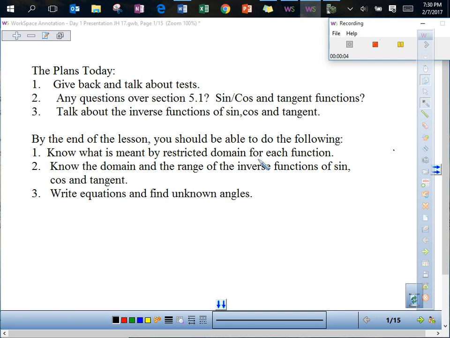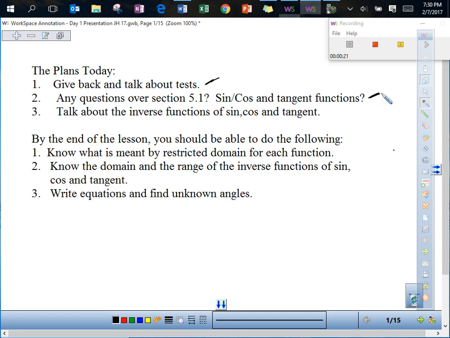What I need to do with you today is cover section 5.2 and 5.3. What they talk about are the inverses of the cosine, sine, and the tangent. If you're in class today, we would have given you back your test. We would have answered any questions over that video that you watched after the test over how to use the sine, cosine, and tangent. It should have been review from your geometry days.